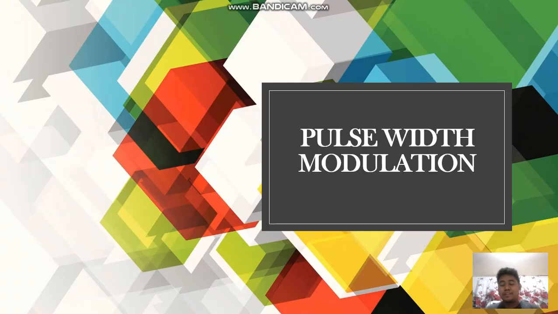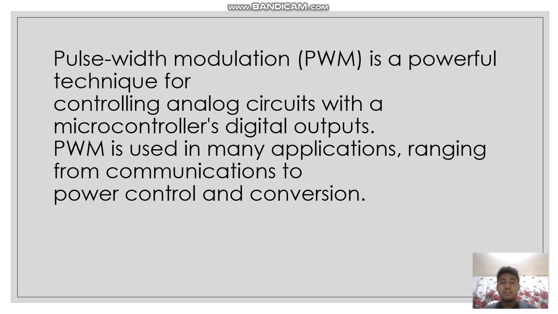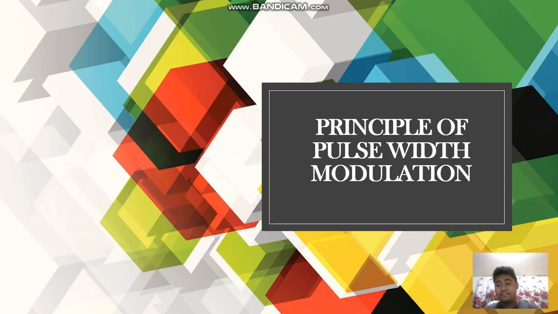So first, what's our topic? Our topic is about pulse width modulation. Pulse width modulation is a digital unipolar square wave signal where the duration of the on time can be adjusted or modulated as desired. Pulse width modulation is a powerful technique for controlling analog circuits with a microcontroller's digital outputs. PWM is used in many applications, ranging from communications to power control and conversion.